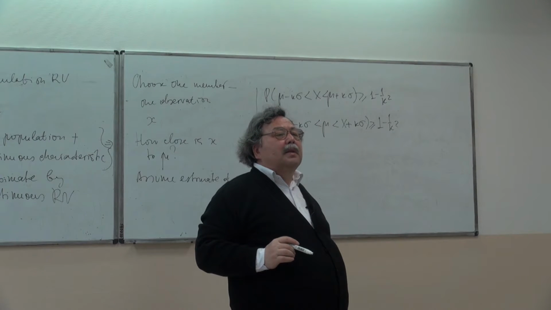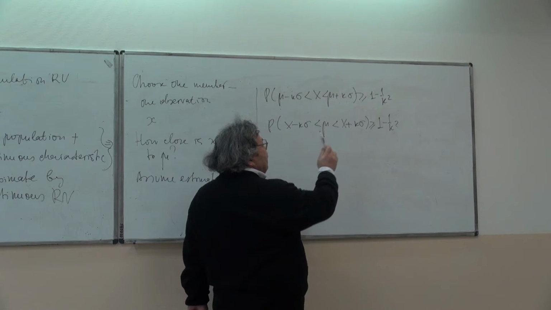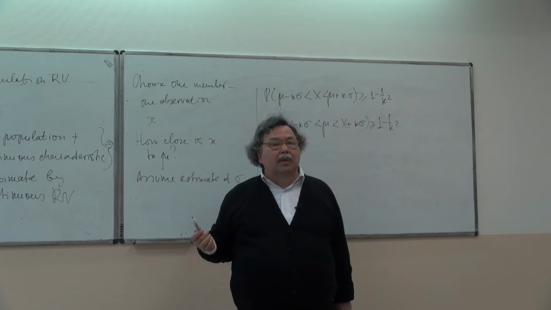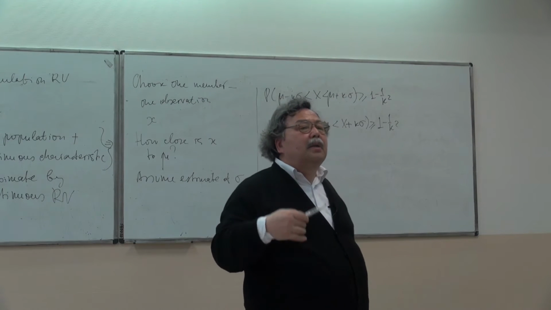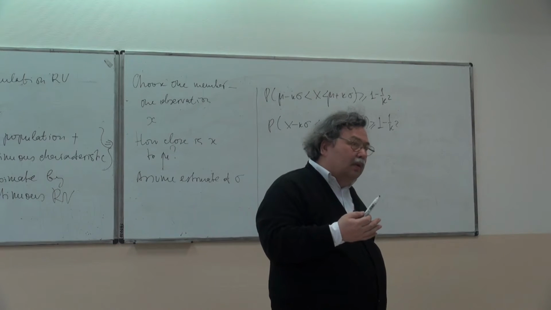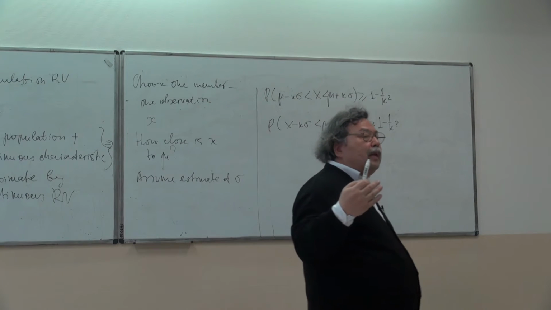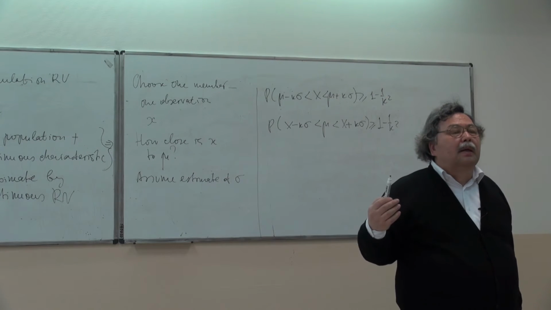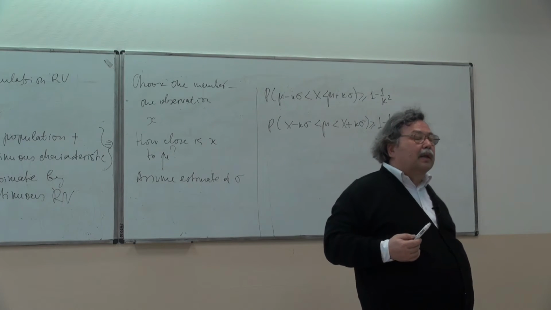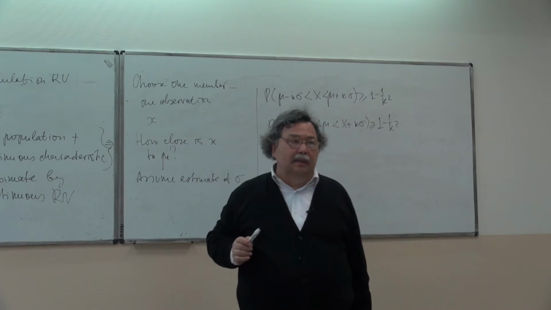And this interpretation is wrong. And why is it wrong? The thing is, mu is not a random value. Mu is fixed. We may not know it, but we understand that it's already there. It's a fact of nature. Mu doesn't depend on our random choice. So to say that mu falls within this interval is not correct.